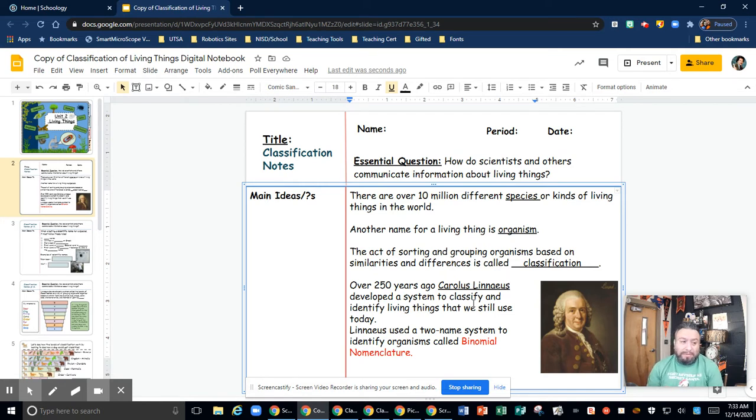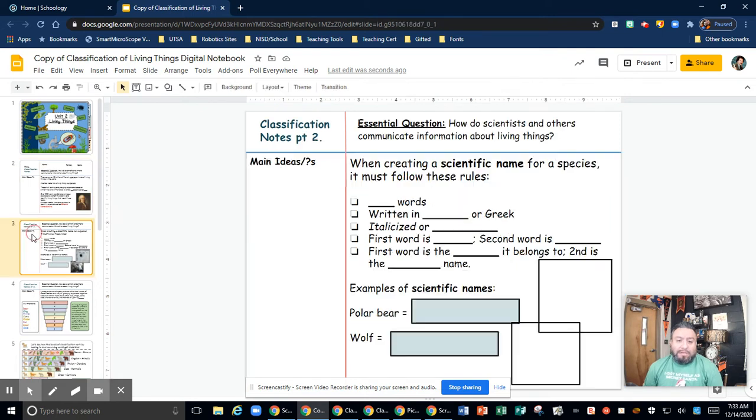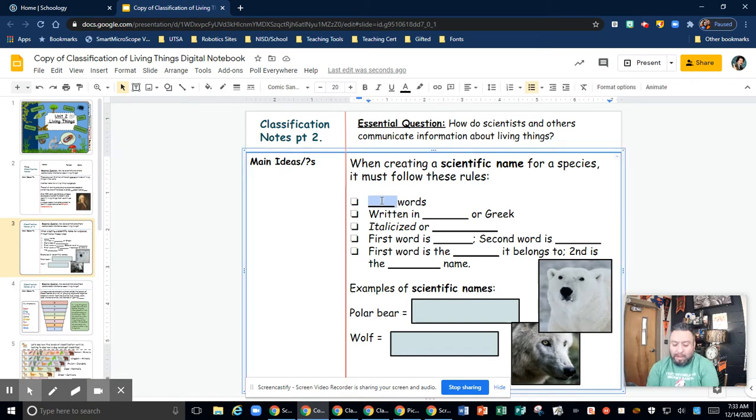Now, we're going to get into specifics right now, okay? So, moving on to the next one. The scientific name, the way it works, is a scientific name of a species must follow some rules. First off, every scientific name of an organism has two words to it, okay? It's not just dog, it's not just cat. It is written in Latin. That's why it kind of sounds funny. Latin or Greek. It is italicized or underlined.